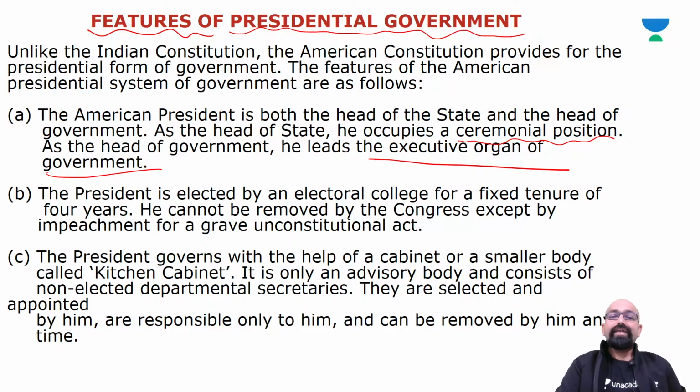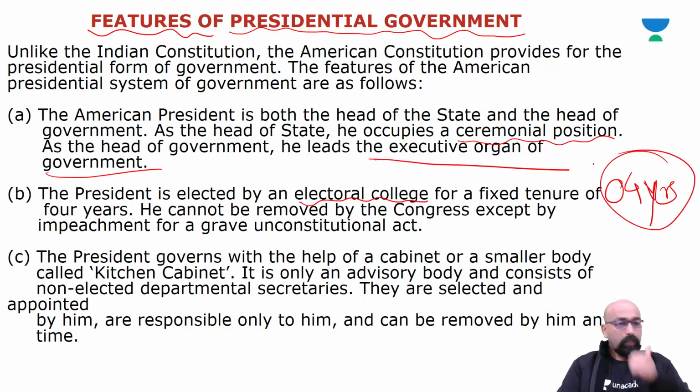In which the president is elected by an electoral college for a fixed tenure of 4 years. He cannot be removed by the Congress except by impeachment for grave constitutional act. So, in presidential system of government, president is elected by an electoral college for a fixed tenure of 4 years.